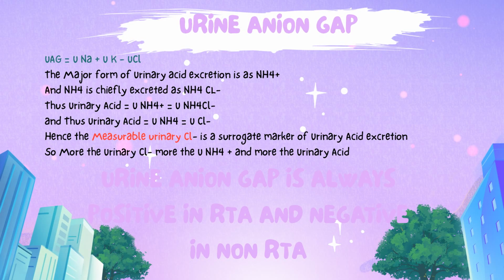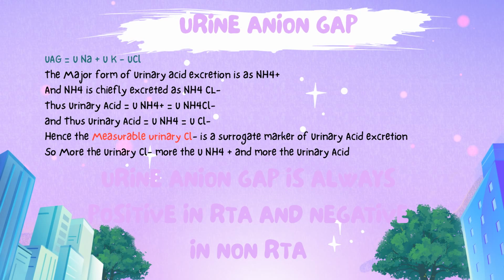Now, if I say the measurable urinary chloride is a surrogate marker of urinary acid excretion, would you agree? If there is more urinary chloride, there is more urinary ammonium and more urinary acid. So that's the concept of urinary anion gap and acid excretion. Now I'm going to make another statement: the urinary anion gap is always positive in renal tubular acidosis and negative in non-RTA gut pathologies.